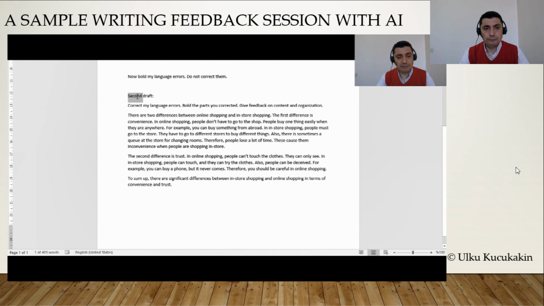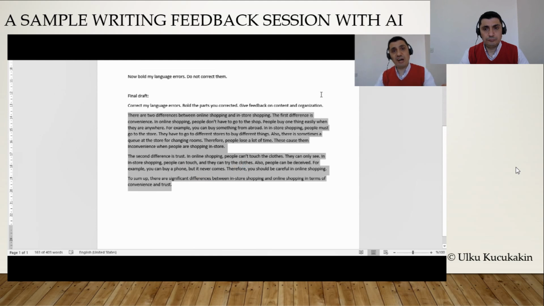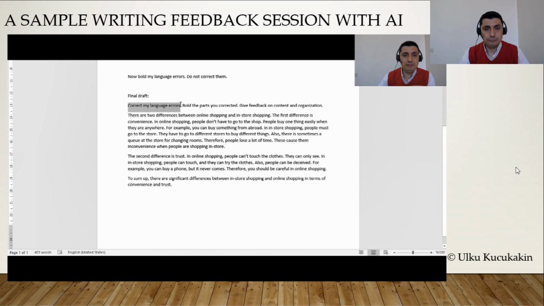my final draft. Actually, this is the third and final draft, okay? So I write my final draft, but this time, since this is my final draft, in my view, this is a perfect writing, but it is still not perfect, and I know that. Okay, so I want to see my language errors, okay? But this time, simply I say correct my language errors, not bold them, because I already corrected my language errors, so I want to see what is still missing, okay?